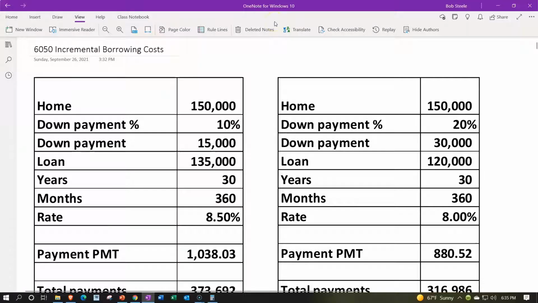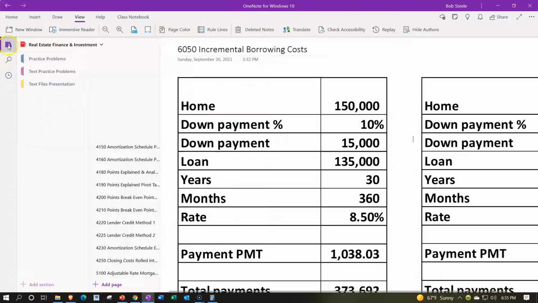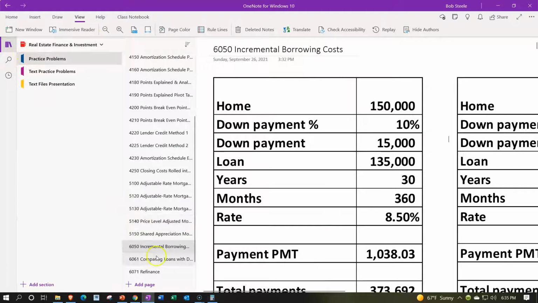If you have access to OneNote and would like to follow along, you're not required to, but if you would like to, we're in the icon on the left-hand side, Practice Problems tab, down in the 6050 Incremental Borrowing Costs tab. Also note, when using OneNote, take a look at the Immersive Reader tool. Presentations are also in the text area with the same name, same number, but with transcripts that can be translated into multiple different languages and either listened to or read in them.